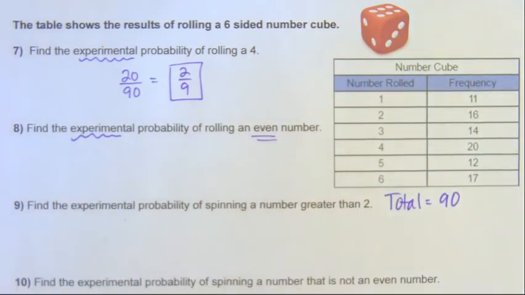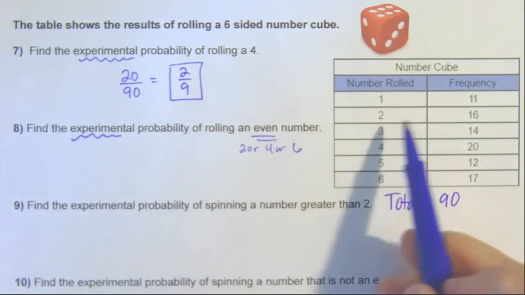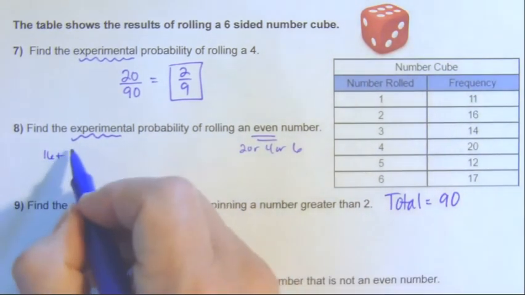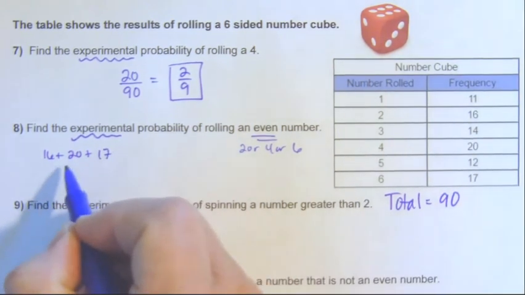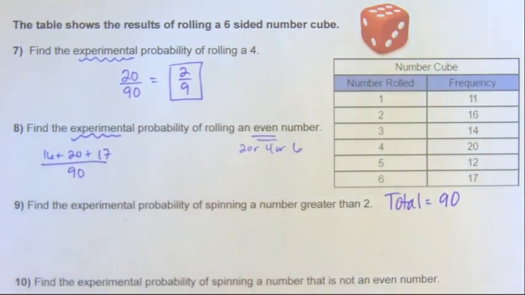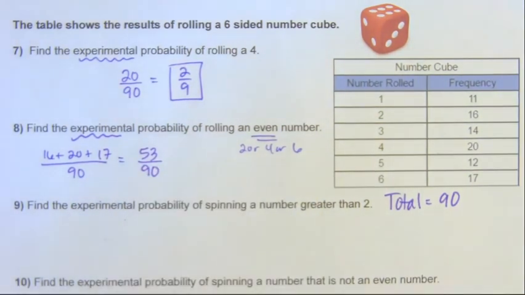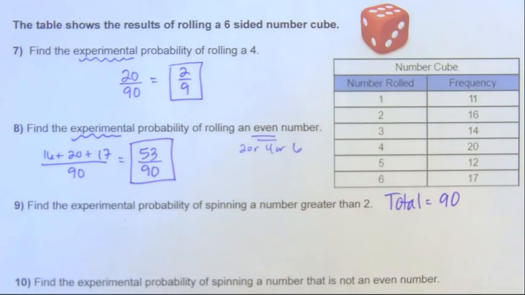Next one, experimental probability of an even number. So an even number is going to be 2 or 4 or 6. So I got a 2 16 times, I got a 4 20 times, or I got a 6 17 times out of 90. If I add those up, I get 53 out of 90. Try to reduce that, it doesn't reduce, so I am done.